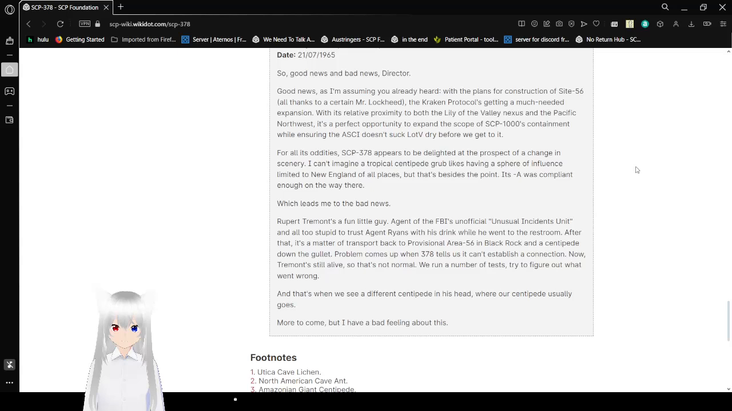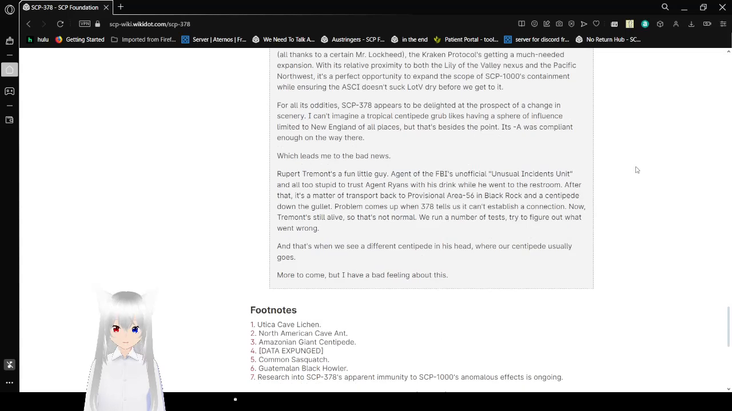Rupert Tremont's a fun little guy, agent of the FBI's unofficial unusual instance unit, and all too stupid to trust Agent Ryan with his drink while he went to the restroom. After that, it's a matter of transport back to Provisional Area 56 in Black Rock and a centipede down to the gullet. Problem comes when SCP-378 tells us it can't establish a connection. Now, Tremont's still alive, so that's not normal. We run a number of tests to try to figure out what's wrong. And that's when we see a different centipede in his head, where our centipede usually goes. More to come, but I have a bad feeling about this.